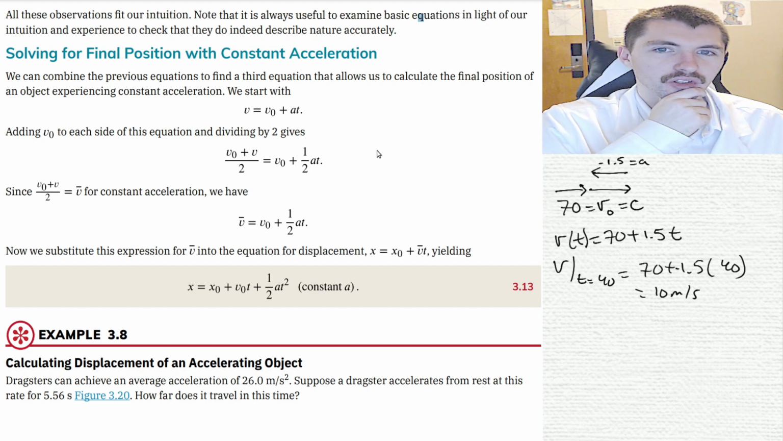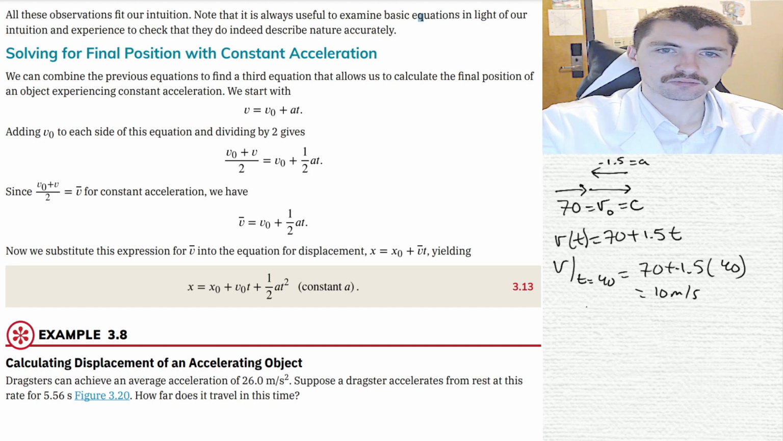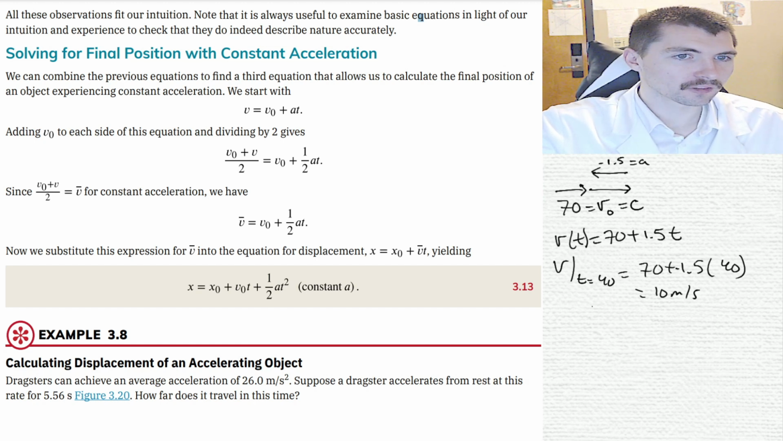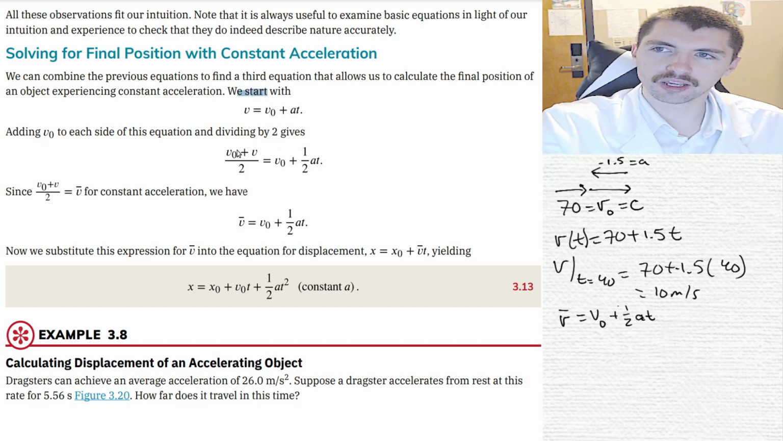Combine previous equations to find a third: the final position of an object experiencing constant acceleration. So if we know the initial velocity, and we know the acceleration and how long it's accelerating for, then we can find v. And its average velocity is 1/2 at.